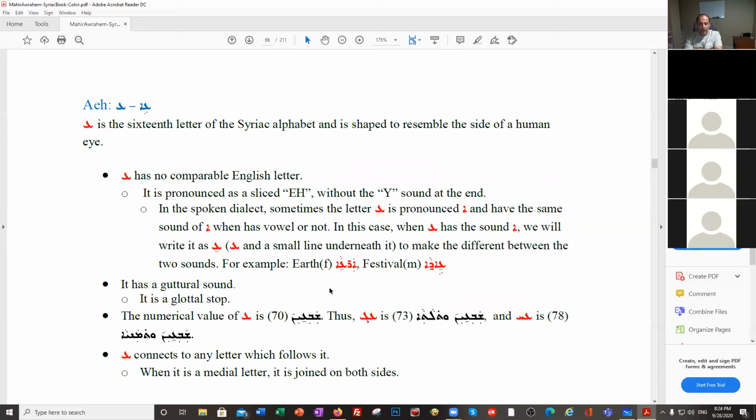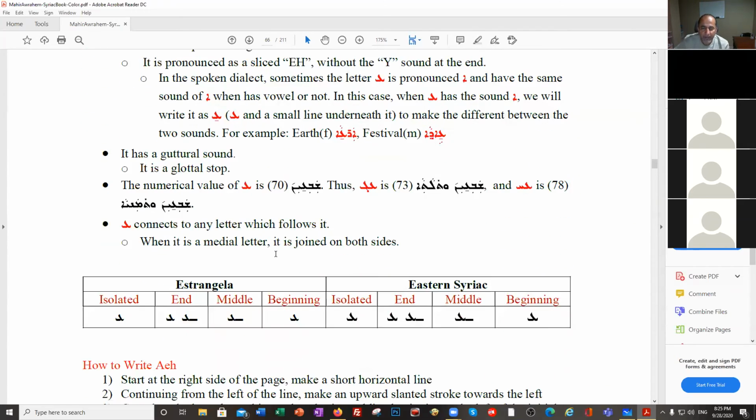For example, we say earth, ara. Why does it sound ara? Because it has a line underneath it. And eda. It should be eda. If I don't have the line under these two words, the sound of earth is going to be ar'a, and the second one ʿēdā.